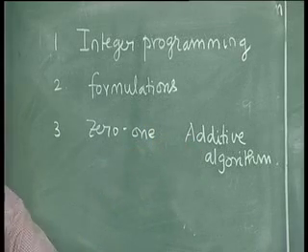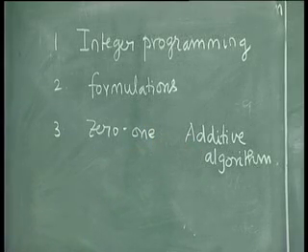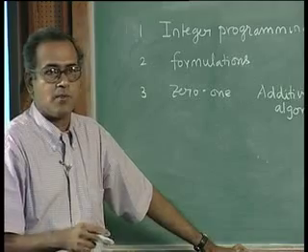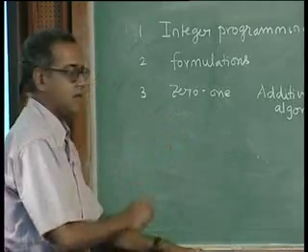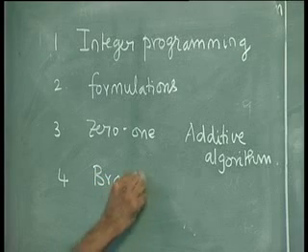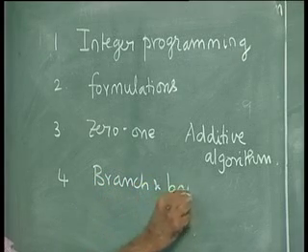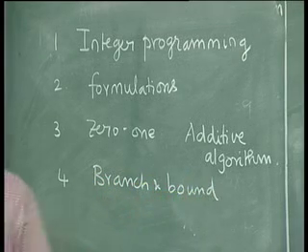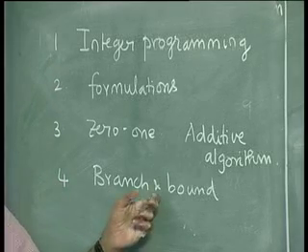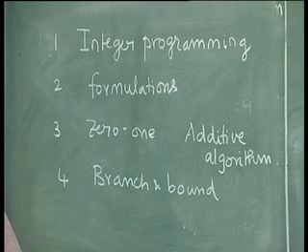And then we also saw how any given 0 1 problem can be converted to the standard form, and how nonlinear 0 1 problems can be converted to linear 0 1 problems and solved using the additive algorithm. Then we saw the branch and bound algorithm, which can be used to solve all integer problems as well as mixed integer problems. Branch and bound algorithm essentially at every stage adds 2 constraints to the existing problem.